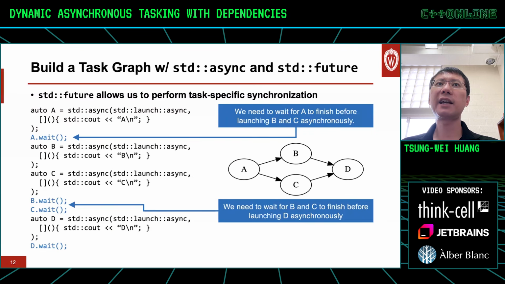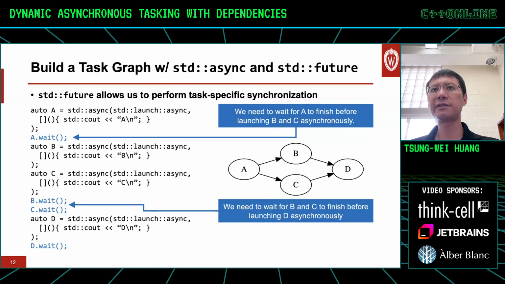With std::async and std::future, we can build a task graph to handle asynchronous tasking with dependencies. This is because std::future allows us to perform task-specific synchronization. For example, suppose my task graph has 4 tasks, A, B, C, and D, and 4 dependencies. A runs before B and C, and D runs after B and C.